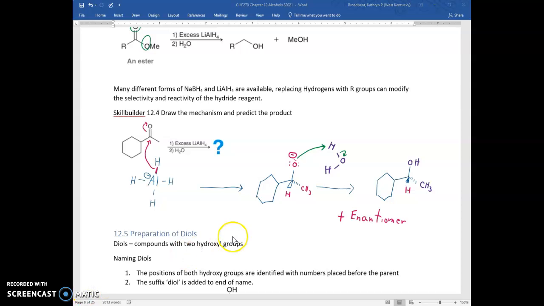Plus the enantiomer. Don't let me forget the enantiomer. Okay, next we'll be looking at diols.